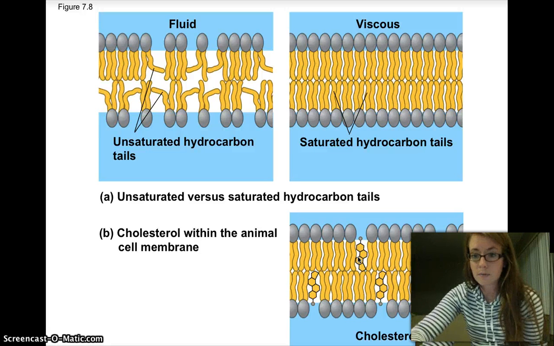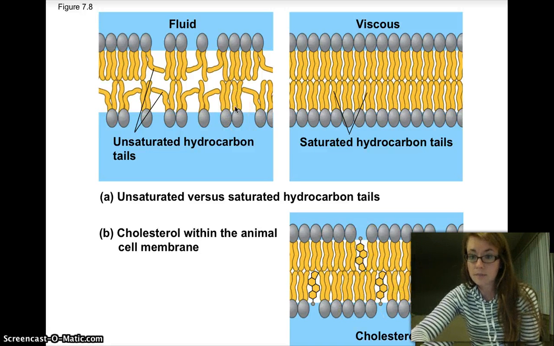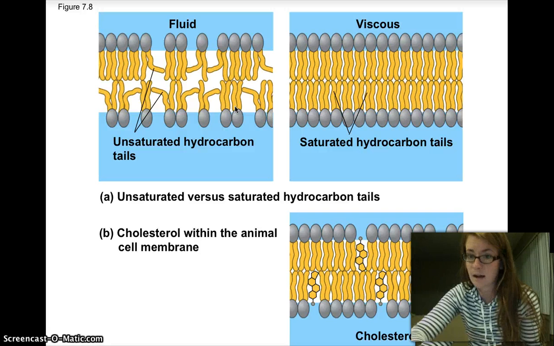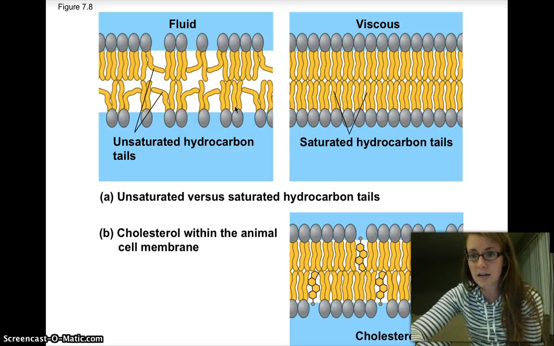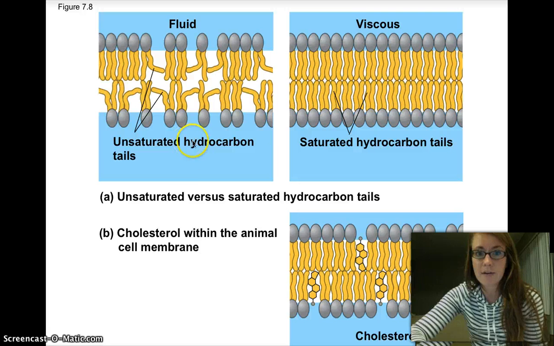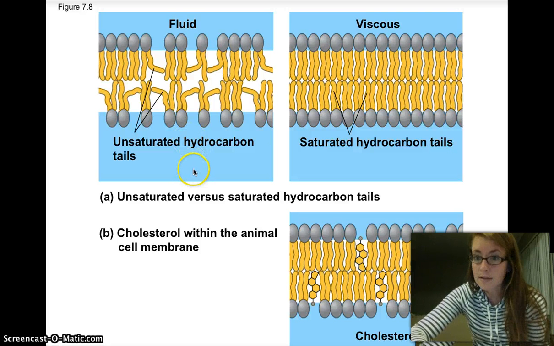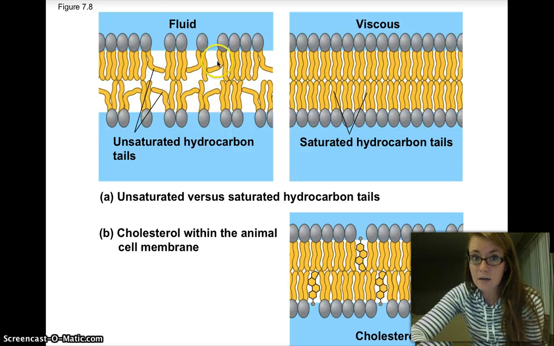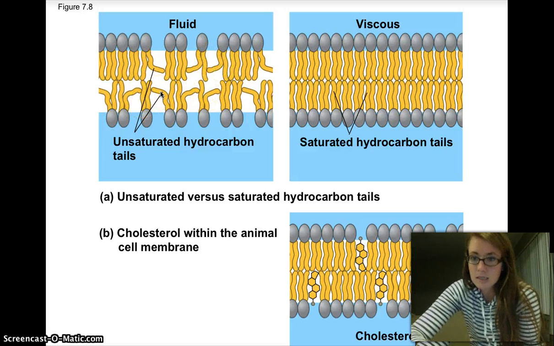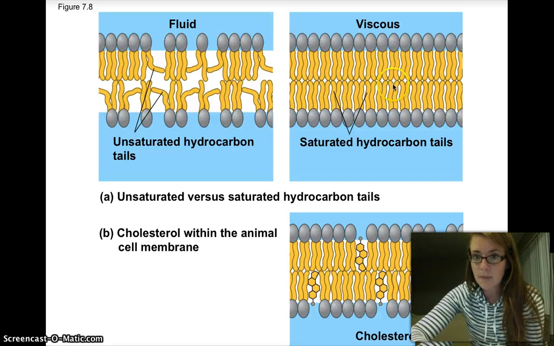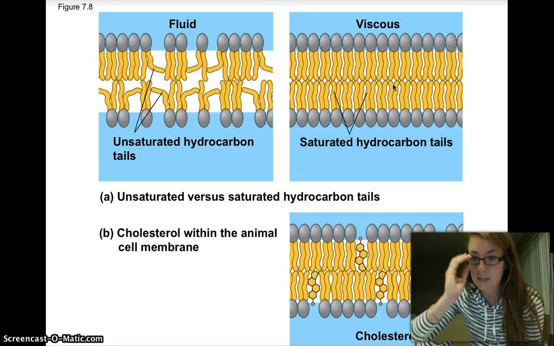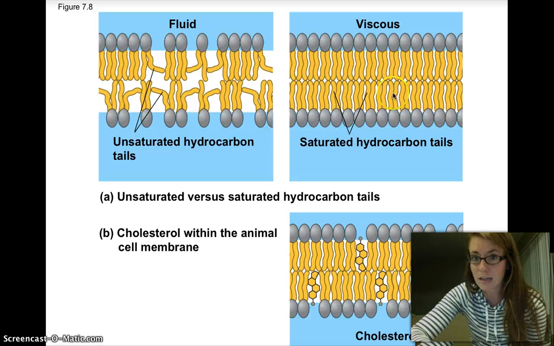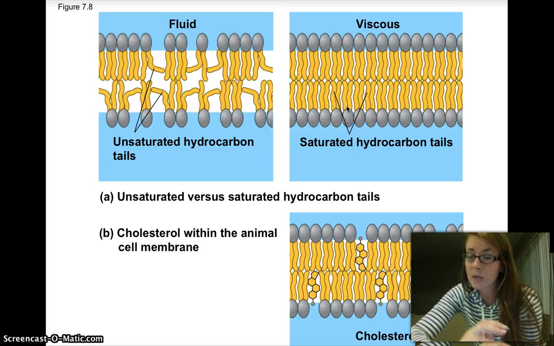So there's the cholesterol, and here are the saturated fatty acids versus the unsaturated fatty acids. Here we have unsaturated fatty acids. They have double bonds in the hydrocarbon chains, so you can see that they're bent. Because when you add the double bond, you bend the fatty acid. And so they can't get very close together because they're not straight. But once we saturate the fatty acids, we have all single bonds. They're in a perfect straight line. We can pack them really, really close together.